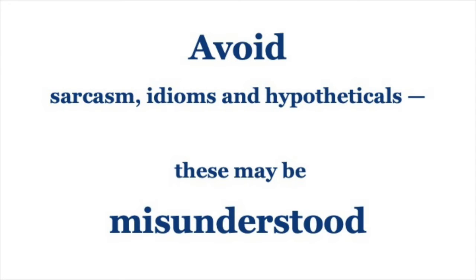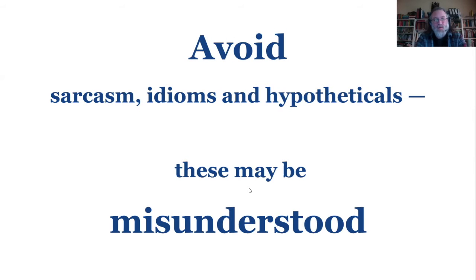Tip number 2 is to avoid sarcasm, idioms, and hypotheticals because these may be misunderstood. So most people process things like idioms and hypotheticals without even thinking about it. That's why they're used so much. Someone on the autism spectrum has to process what you've said into what you meant.